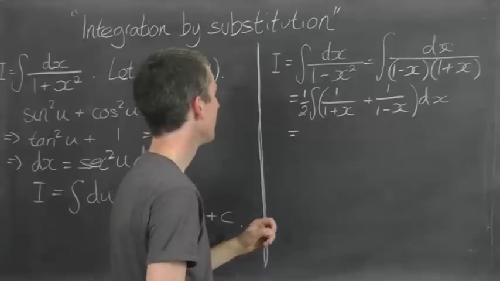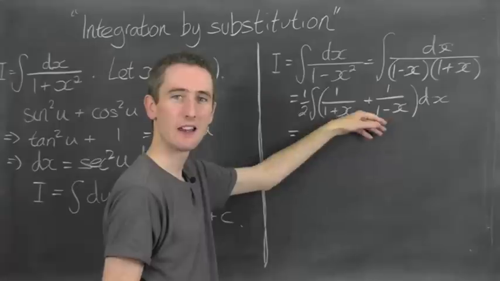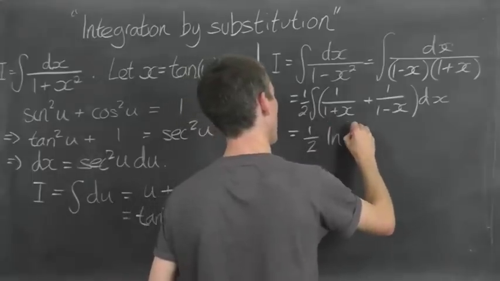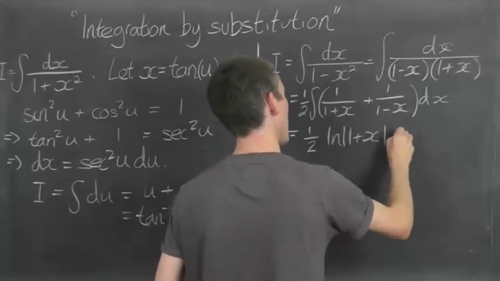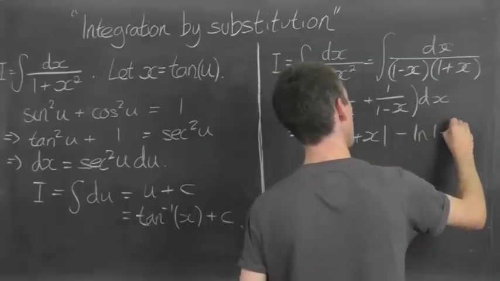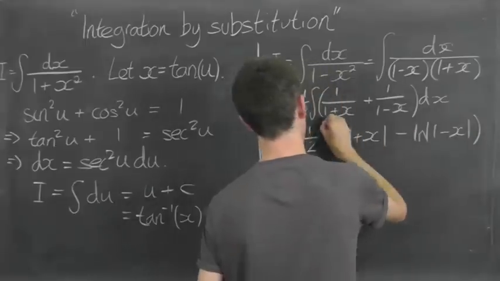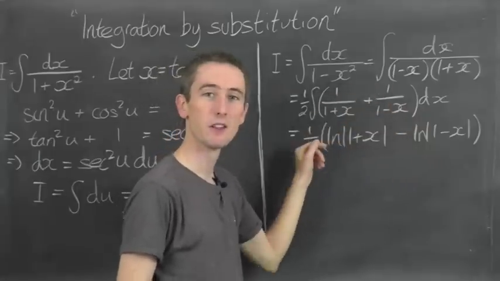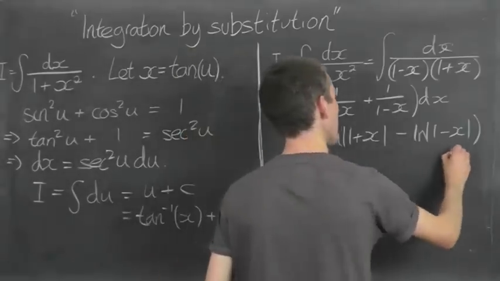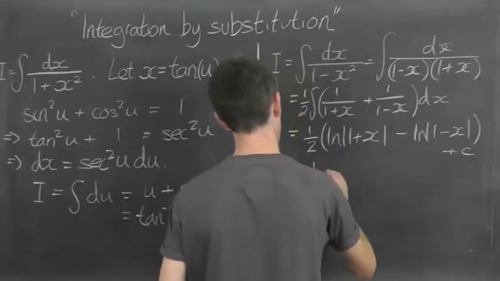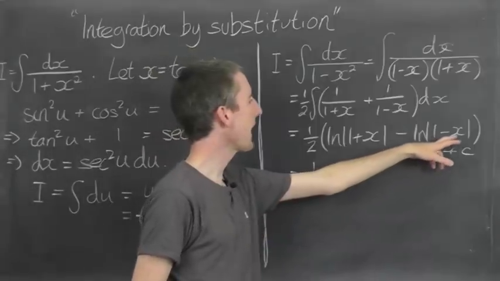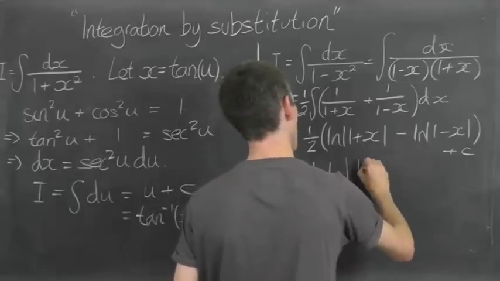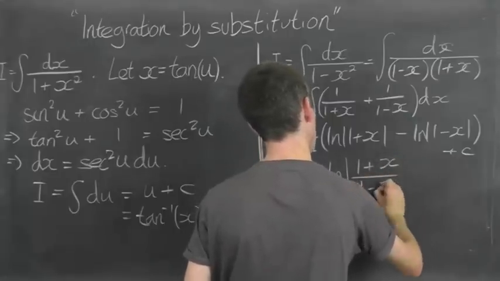Now, each of these I can integrate straight away. They integrate into logs. So I have a half log of 1 plus x, and then a minus log of 1 minus x. And that minus will come from the fact that we have a minus in front of the x here. If you don't believe me, check that with the substitution. And finally, I should put in the constant. Finally, provided that x is less than 1, I can rewrite this as a half log of 1 plus x over 1 minus x in the argument.